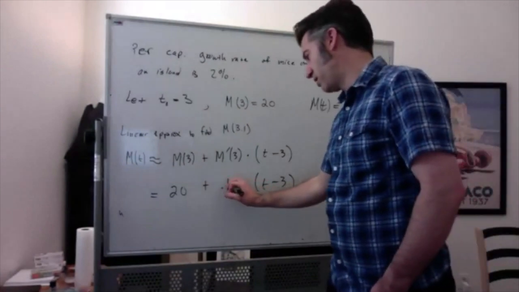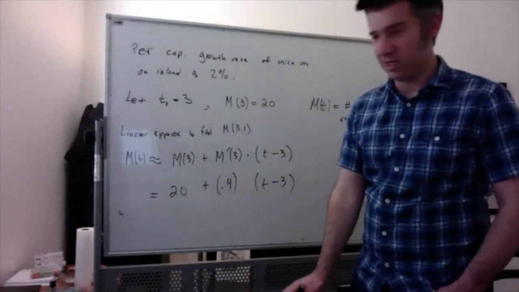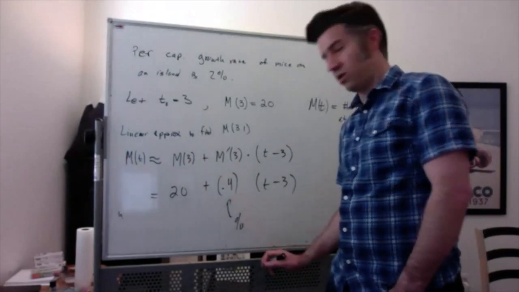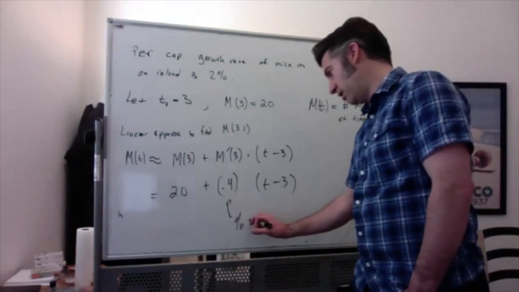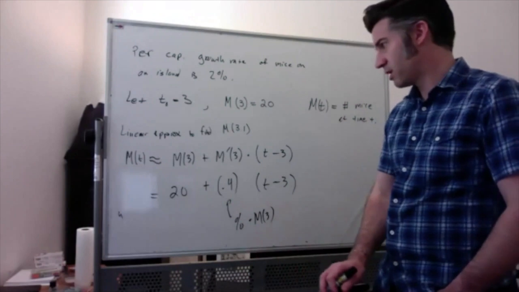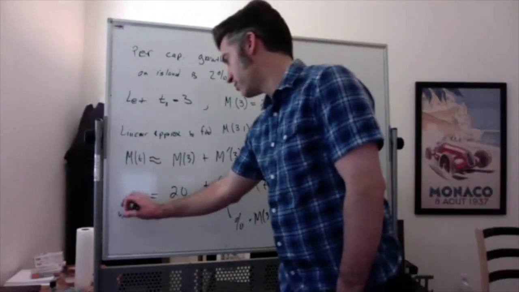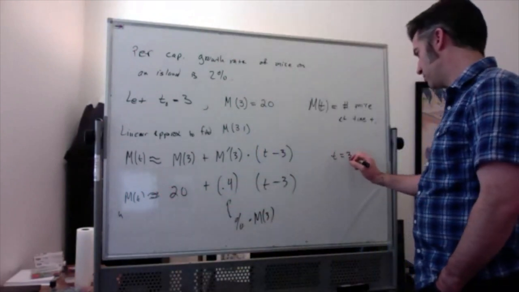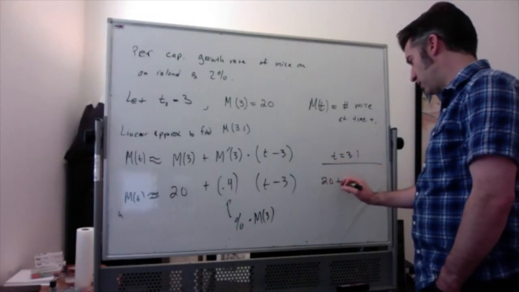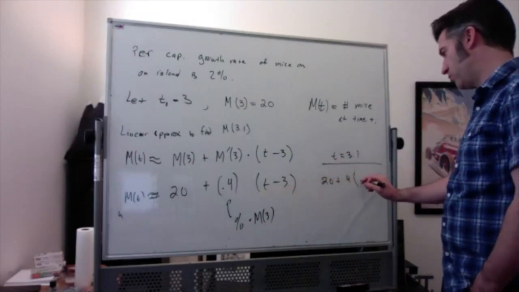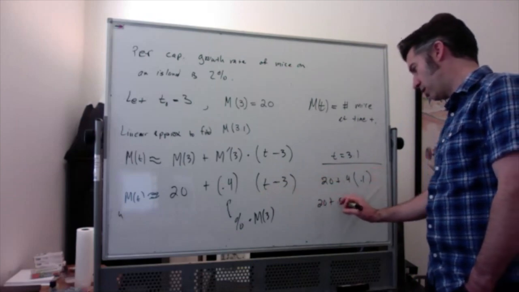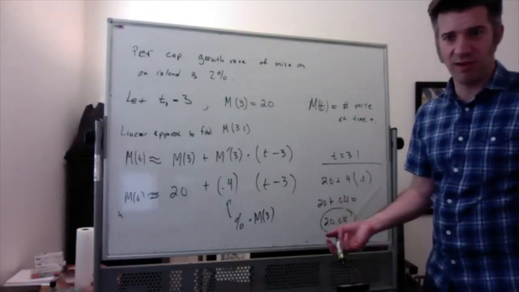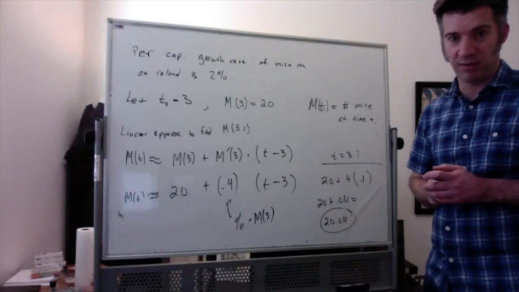There's probably a different way to think about this, but that's the way I think about it best. But probably you can just say this is your per capita growth rate percentage times the number of mice. And then we plug in 3.1. We get 20 plus 0.4 times 3.1 minus 3, which is 0.1. So I get 20 plus 0.04, which is 20.04. So not a lot more mice a tenth of a unit of time later. Okay.